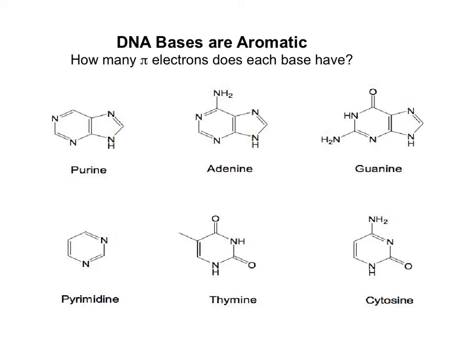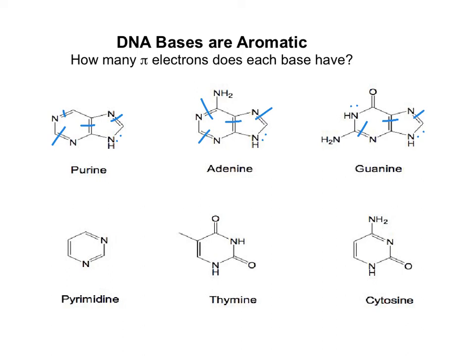Let's practice counting those pi electrons, which makes the compound aromatic. So stop the video and determine how many pi electrons each base has. In purine, there are 10 pi electrons, 2, 4, 6, 8, and then the lone pair are the 9th and 10th. In adenine, there are also 10 pi electrons, 2, 4, 6, 8, and again, the lone pair on nitrogen is part of that conjugated system. Guanine has 10 pi electrons. Note that there's 2, 4 from the lone pair, 6, 8, and then 10.